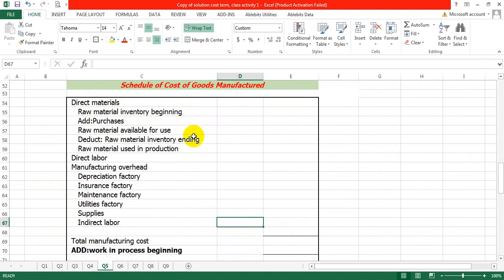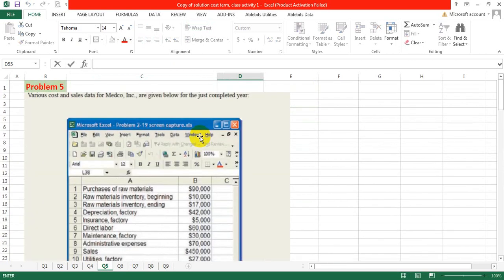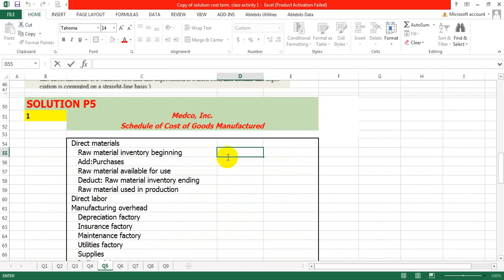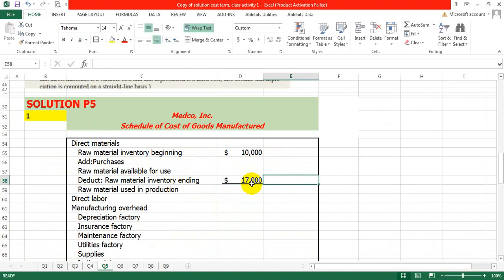I have prepared the template here because we have done this many times, how to calculate the raw material and what value will be added for TMC, right? So for direct material, we take the raw material beginning inventory. In this question, the raw material beginning inventory is 10,000 and raw material ending is 17,000. So I'm directly putting the values just for your convenience.